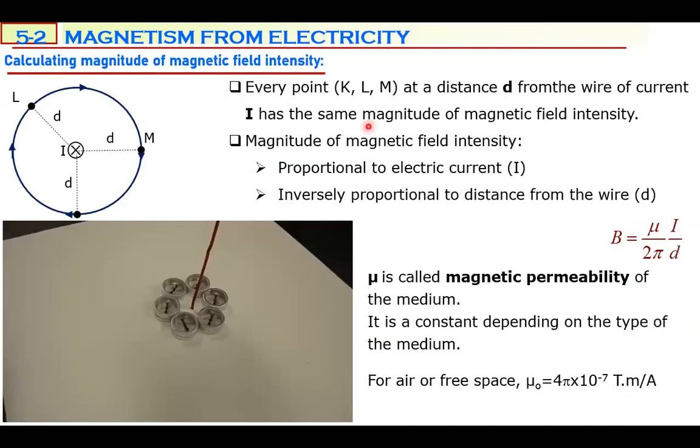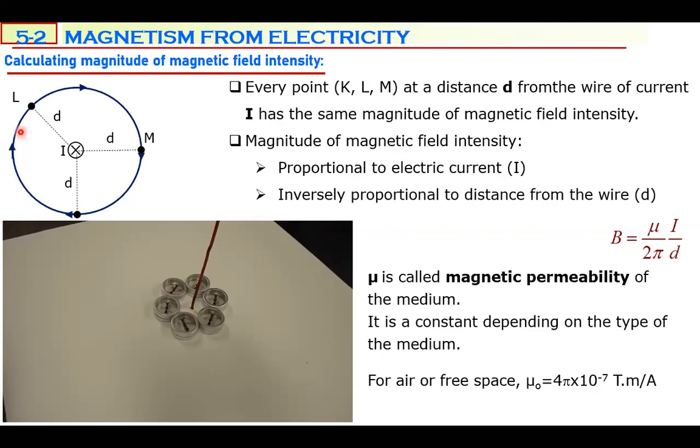And the magnitude: this is the wire which carries a current I, and on these circular magnetic field lines, every point K, L, M is at the same distance from the wire, which means the magnitude of the magnetic field at K, at L, at M, N, whatever, is the same.